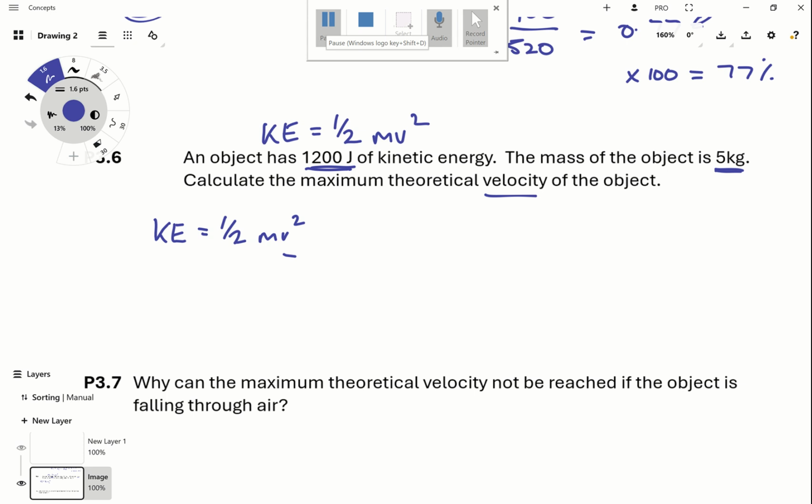Well, my first job is to get rid of the half, so I multiply both sides by 2. I'll do this in steps. Times 2, and I'm left with 2KE equals mv squared. Brilliant. So now you can see I've got rid of the half. Next bit is, well, the v squared is multiplied by m, so I'm going to divide by m.